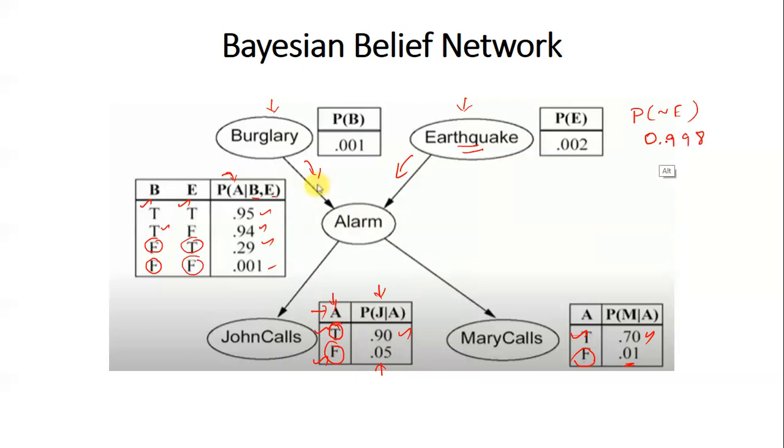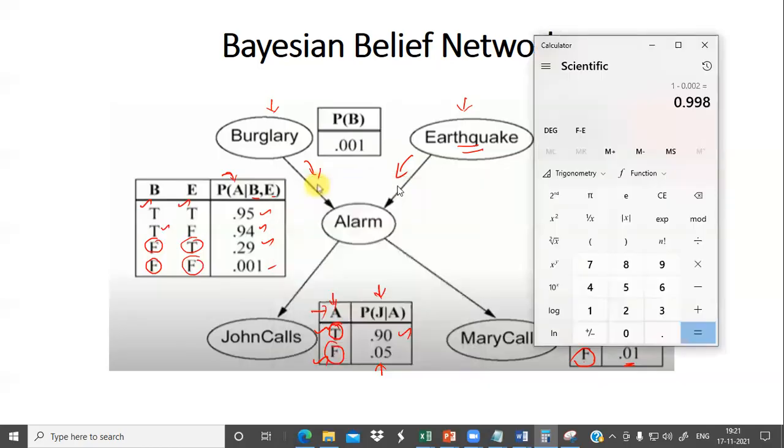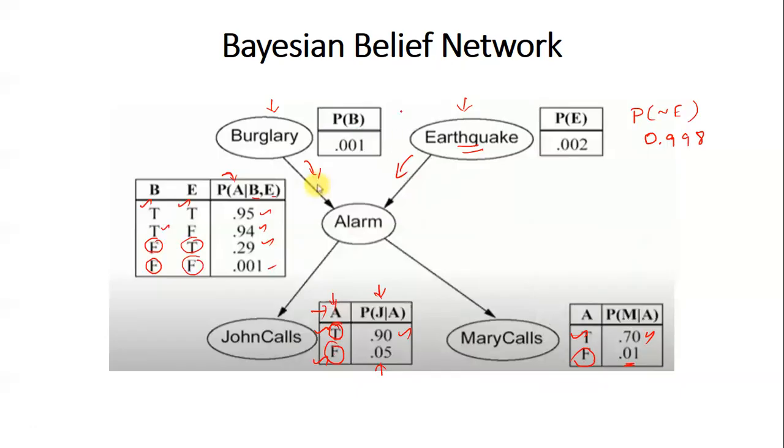0.998. Similarly, you can understand the probability of not occurrence of burglary. The probability of not occurrence of burglary is 1 minus 0.001, which is nothing but 0.999. Okay, fine. Now, what is the probability of occurrence of alarm given that there is burglary and earthquake?